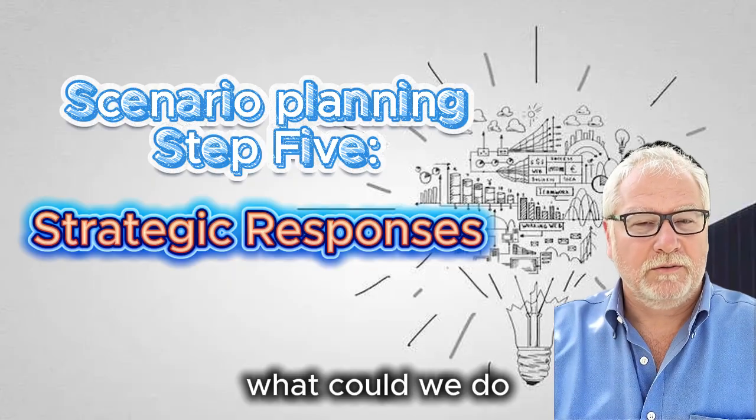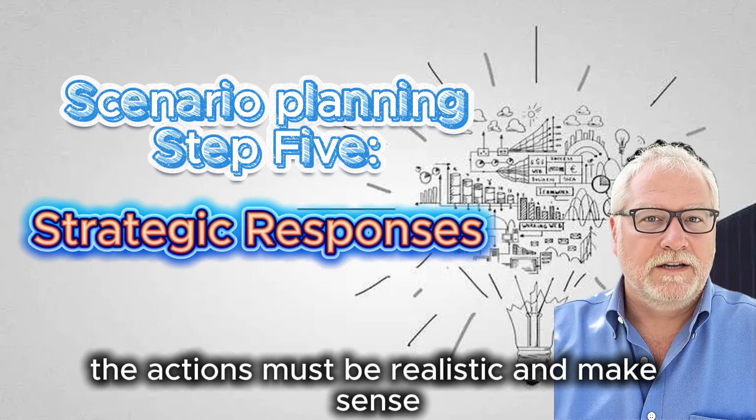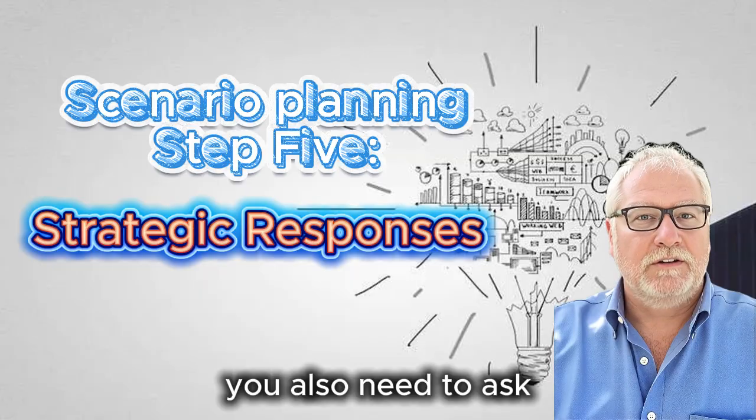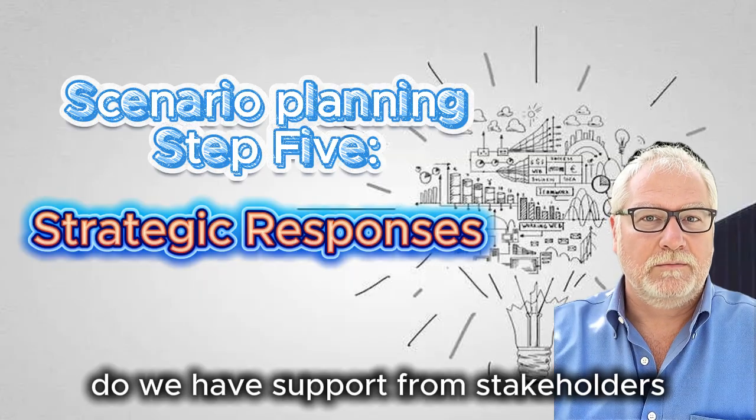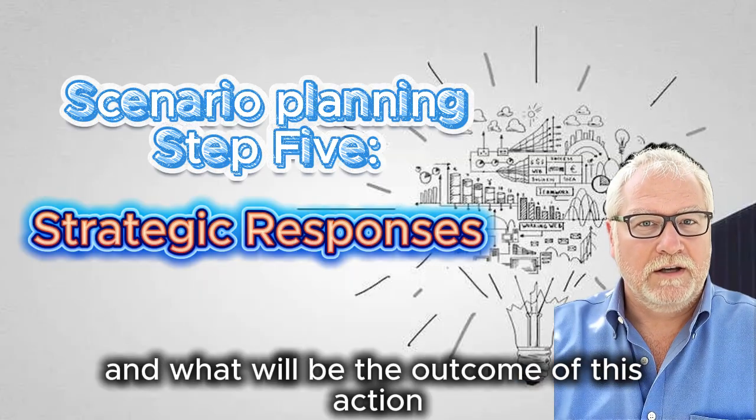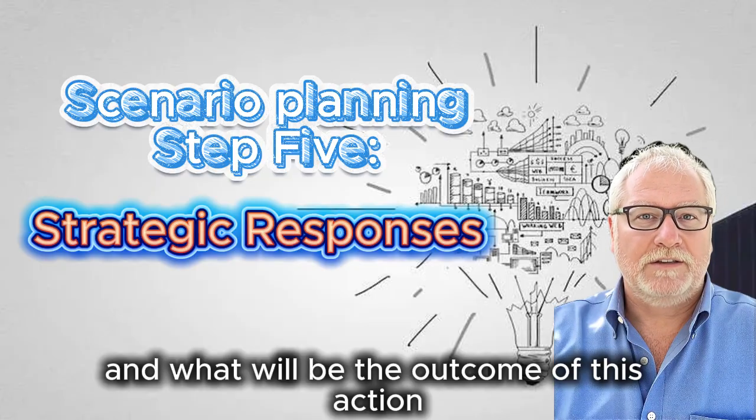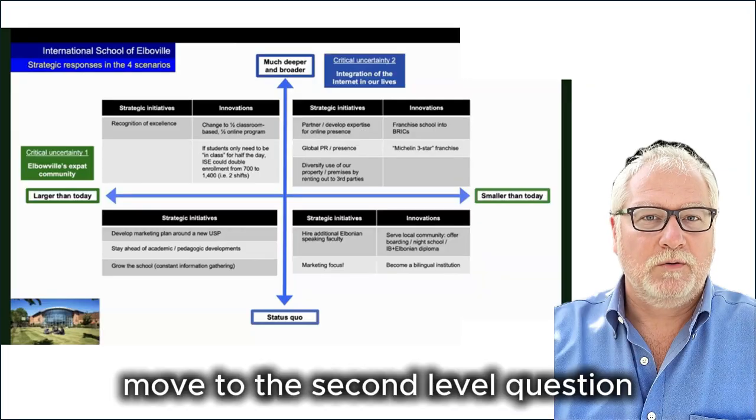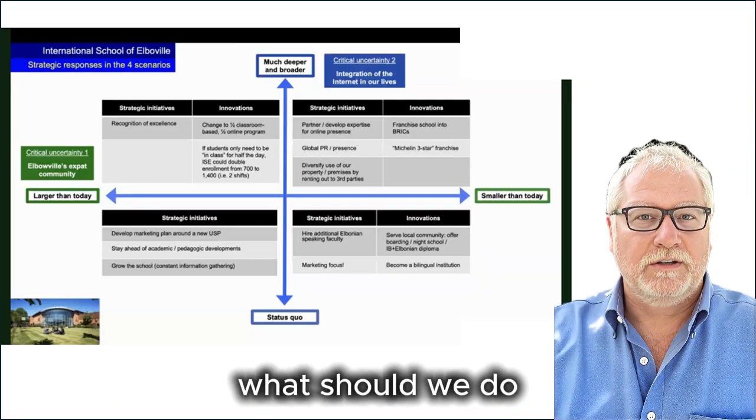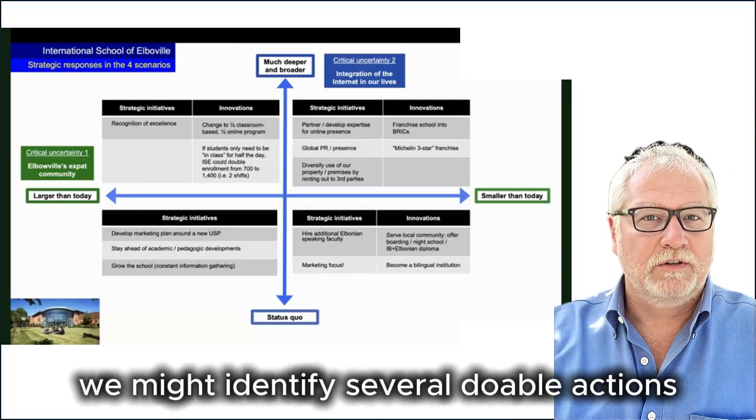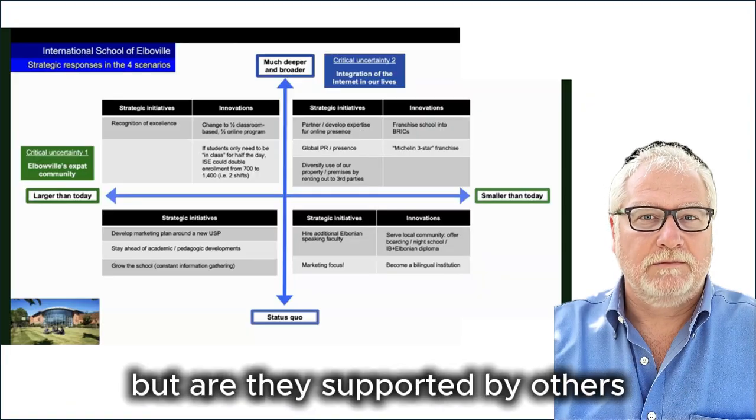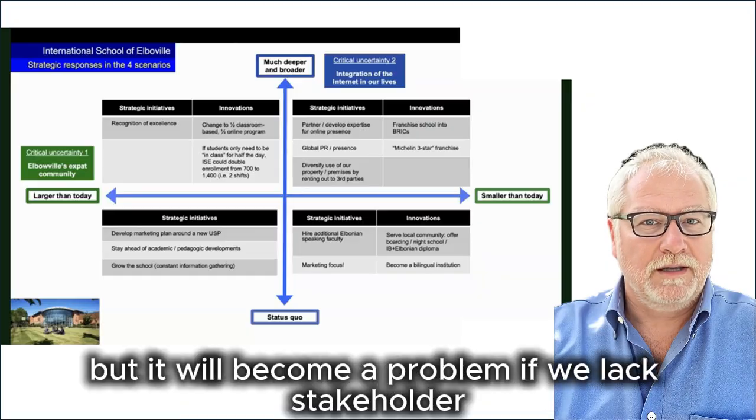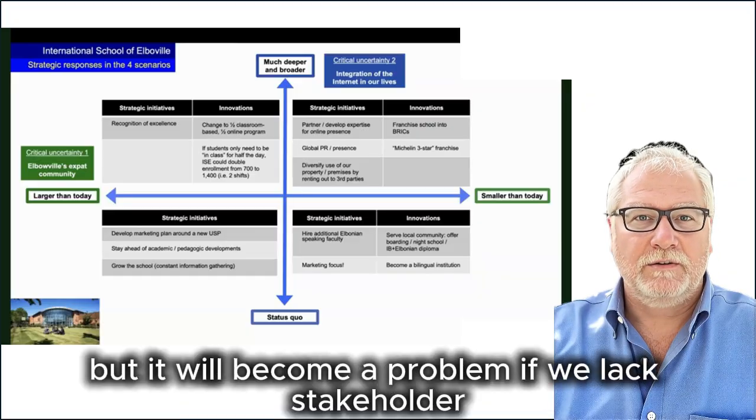What could we do? The actions must be realistic and make sense based on available resources. You also need to ask, do we have support from stakeholders? And what will be the outcome of this action? Once those questions are answered, move to the second-level question. What should we do? We might identify several doable actions, but are they supported by others? An action may seem easy, but it will become a problem if we lack stakeholder support.